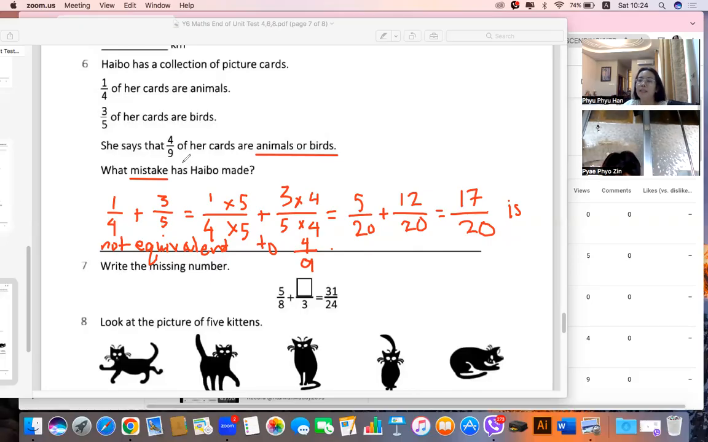How do we know? For example, if she gets it into 4 by 9, then her saying will be the correct one. How do we know?